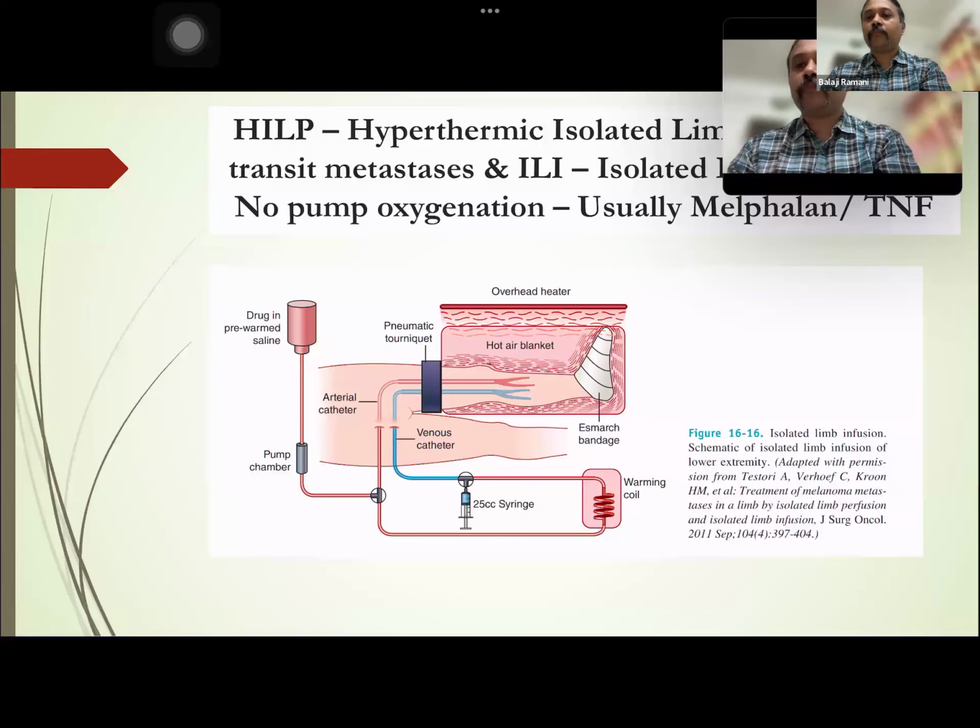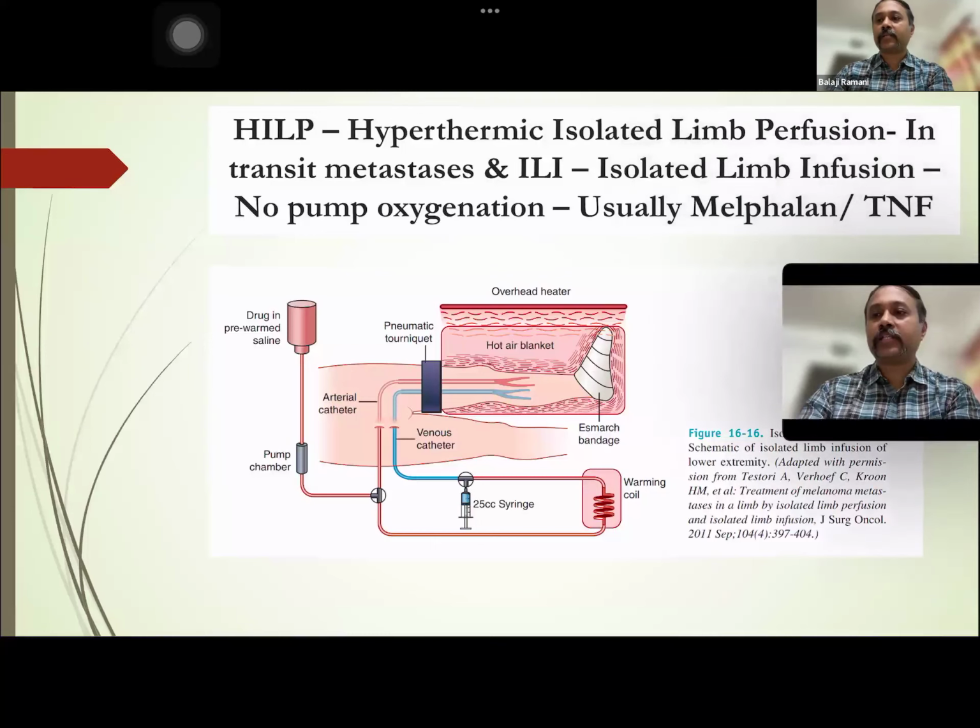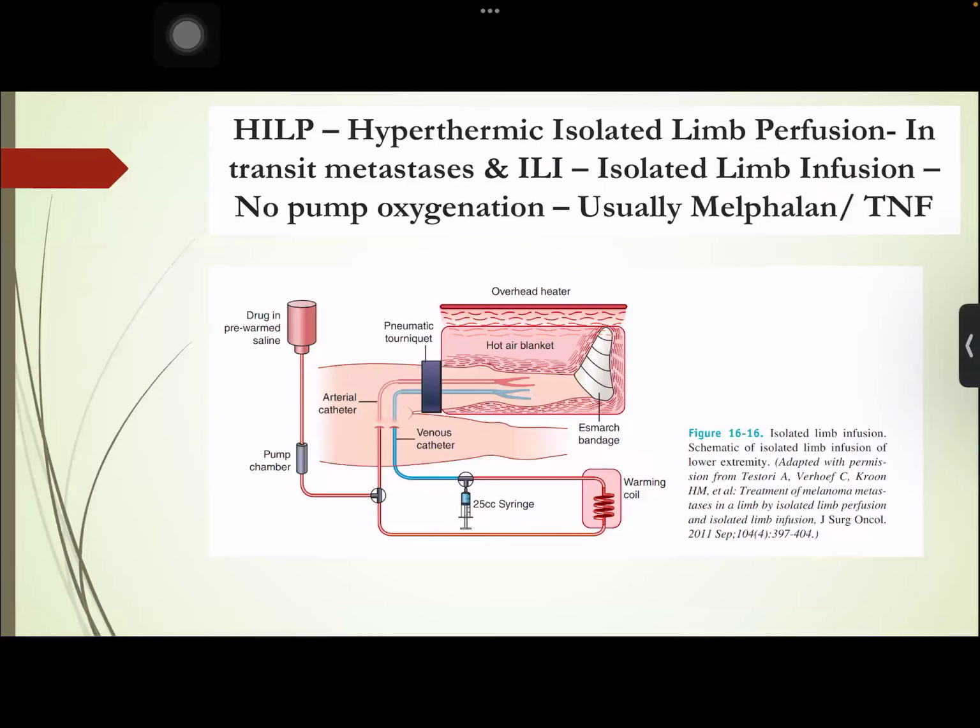Right. Now, there is another modality which can be used for the treatment of in-transit lesions and metastasis, known as hyperthermic isolated limb perfusion. What do you do? You isolate the artery and the vein, put a pneumatic tourniquet, access the artery and the vein, and give a hot air blanket to raise the temperature there. Usually the agent used is melphalan or TNF-alpha. These are the drugs which will be used. So, isolated limb infusion and perfusion.